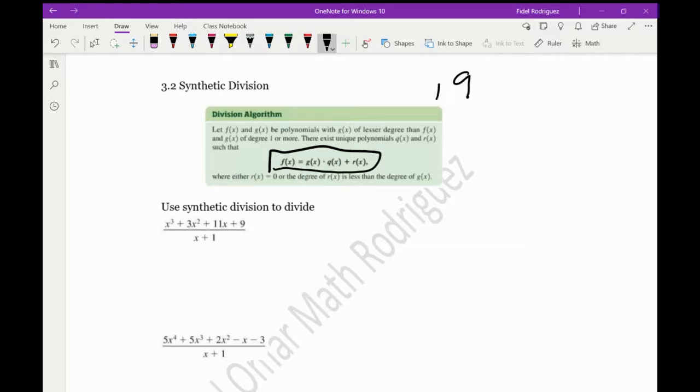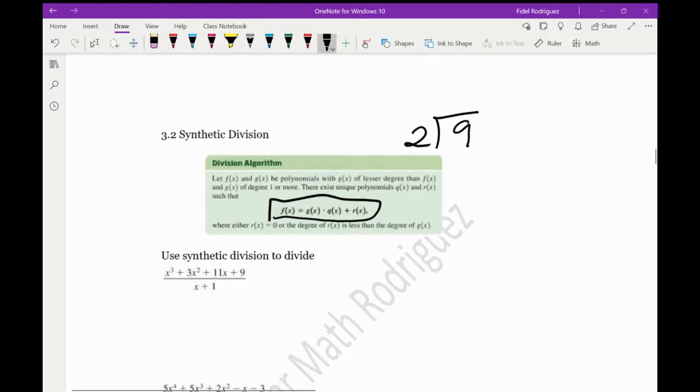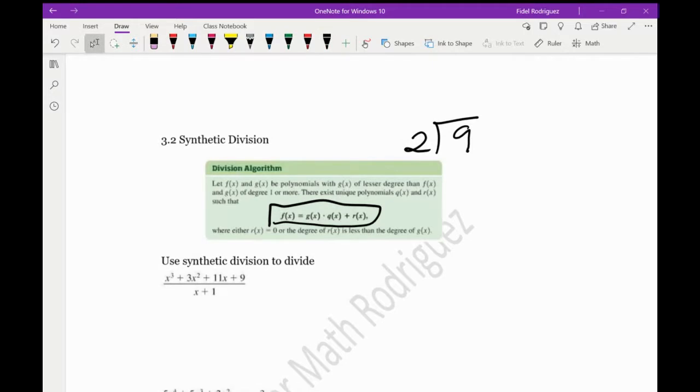Suppose I were to take the number 9 and divide it by 2. We would do it like we did back in 3rd grade or 4th grade. We'd say, well, 2 goes into 9 4 times, we get 8, we subtract, we have a remainder of 1. Then you would say, okay, how do you check your answer? How do you know that 2 goes into 9 4 times with a remainder of 1? And you would say, well, because 9 is the same thing as 2 times 4 plus 1. That is in essence what this is telling me right here.